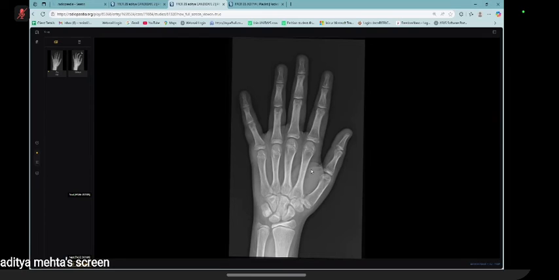Whenever you get a pediatric hand, always first look for fracture. What I'm advising you, and what we will discuss in our further classes, is the sequence of abnormalities you need to look for in a particular image in a particular scenario. You need to remember that. I will also tell you at the end which book you can follow to remember that as well. So no problem in that.